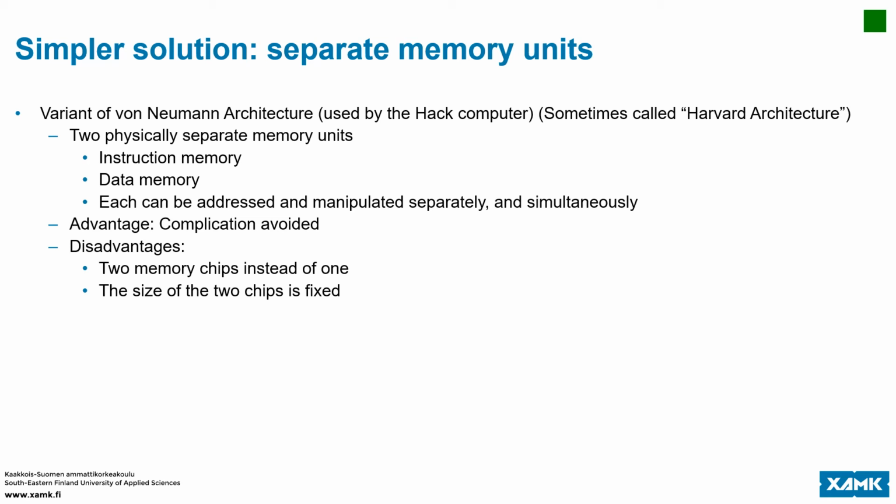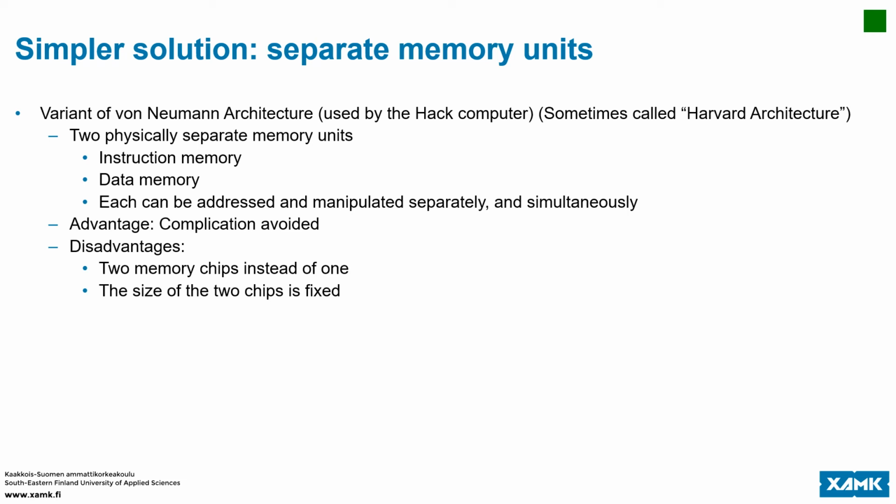This approach is sometimes called the Harvard architecture, which is a variant of the von Neumann architecture. And this is also the way the virtual Hack computer is organized. So the Hack actually has separate memory units, one for program code and one for data memory. So the idea simply is there are two physically separate memory units, some memory reserved for instruction data, and some for program data. And each of these memory units can be addressed and manipulated separately and also at the same time.